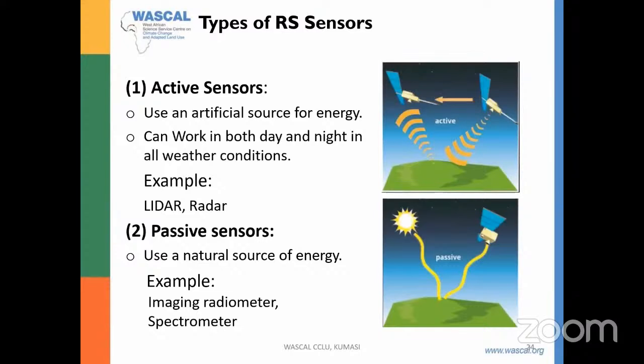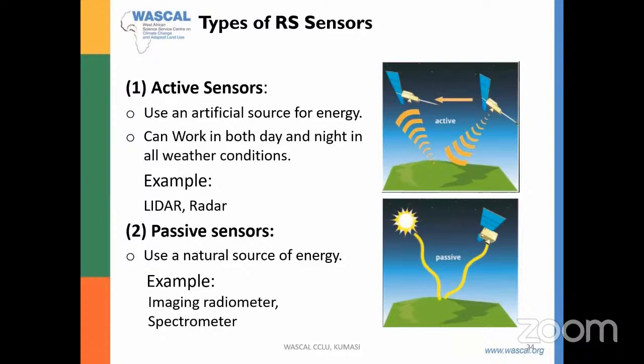So with the sensors on board this platform, we have two main types, the active sensor and the passive sensor. The active sensor mostly uses an artificial source of energy, where the sensor produces its own energy and emits radio waves or light detecting waves to the surface of the Earth. This is very efficient and can be used both day and night and in all weather conditions. The passive sensor, which uses the natural source of energy from the sun, can only acquire data during the daytime.